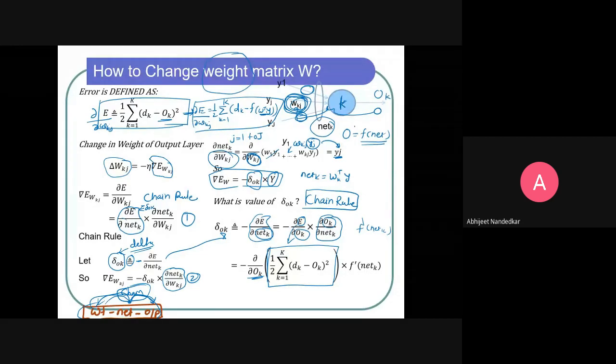So this is my output O. If I differentiate this with respect to net k, this is output k differentiated with net k. So this will be differentiated with respect to net k, and this is nothing but f dash of net k. So I'm writing here f dash of net k for this group, and this you can calculate from the error definition.